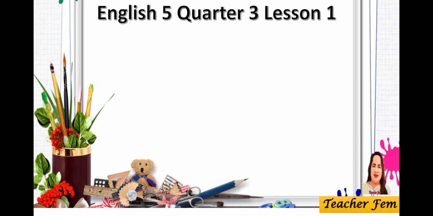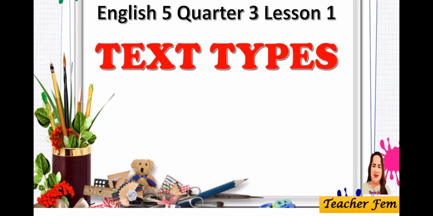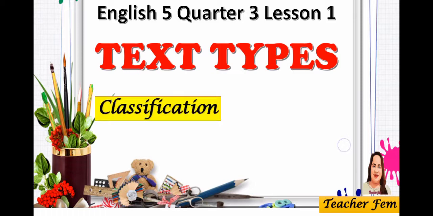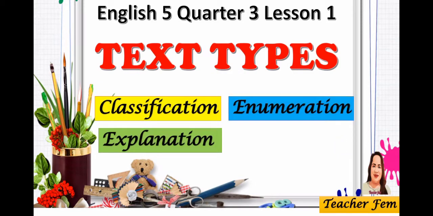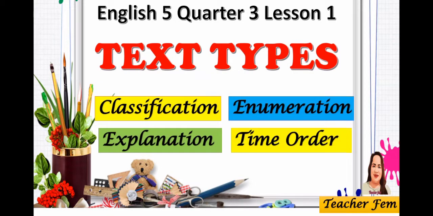So, we are now in Quarter 3 in English 5, Lesson 1. Our topic for this week is all about the text types, which are the classification, explanation, enumeration, and the time order. To begin another quarter in English 5, today you will know how to distinguish different types of informational or factual text using text structures and language features.